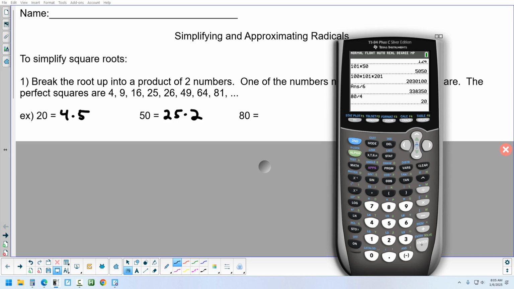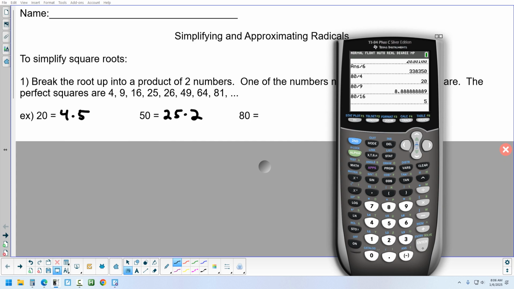But there's a bigger number in this list that goes into 80 besides 4. Preferably, if you can find the biggest number, it's going to be easier later on. Does anybody see a number that's bigger than 4 that goes into 80? Yeah? 16. And if you weren't sure, just, again, start dividing. If you think it's 9, let's check 9. No, 9 doesn't go into 80. And then let's check 16.